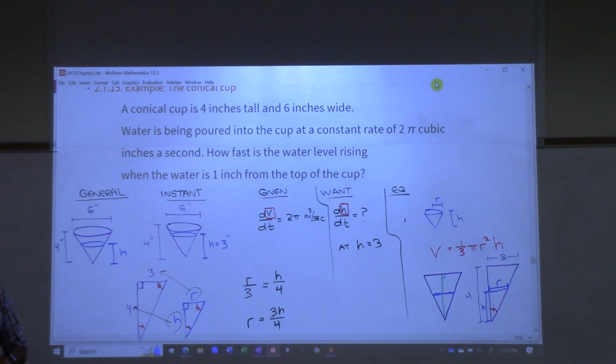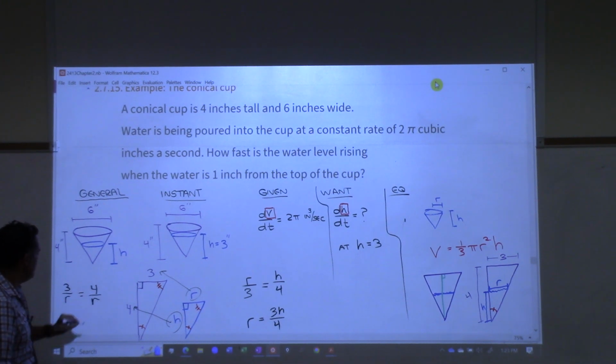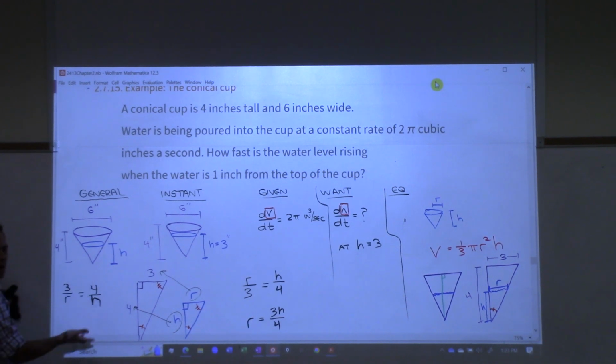And then if it was different, you could do 3 over R equals 4 over H. You could swap it. The reason I didn't do this is because now my R and my H are on the bottom, and I prefer to have them up top so I can solve for them easier. But you could also just cross multiply and then still get r by itself.